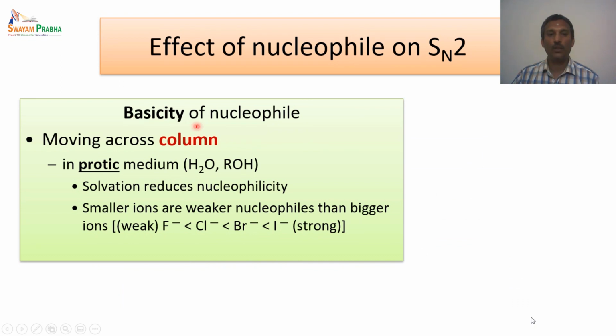And when we talk about the basicity of a nucleophile in a solvent, so what we had seen was separately without the solvent. When we talk about solvent, this is the one you have to always remember. Solvation reduces the nucleophilicity. What does it mean by solvation? Basically, when we say solvation, it is the surrounding of the nucleophile by the solvent molecules.